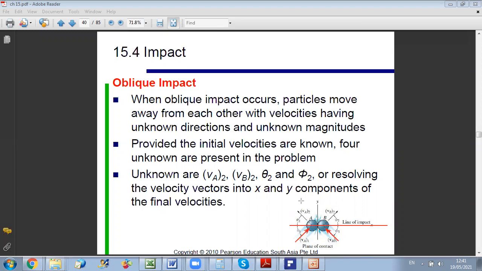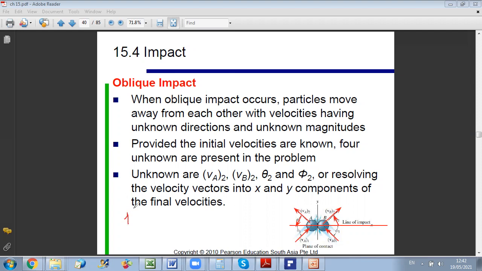So we will have four unknowns to determine: VA2, VB2, theta 2, and phi 2. These are the magnitudes and directions of the final velocities. In this case, we need 4 equations. What will be the 4 equations to write in this case? First, you have several scenarios, and depending on the problem, we will see several possibilities of questions. One of the possibilities is that they gave you the line of impact.